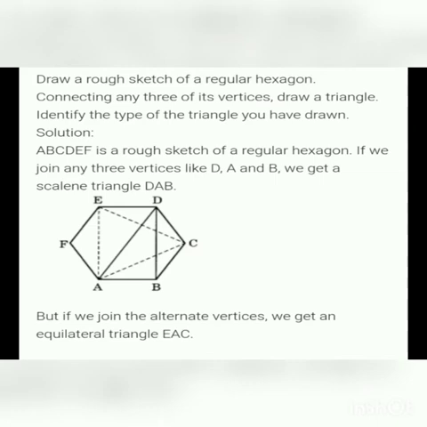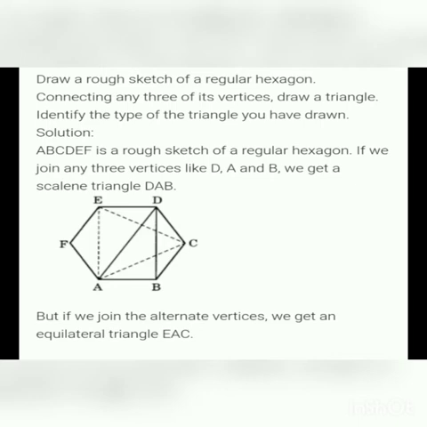Now joining any vertices. Here 2 types of triangle they have drawn. First, from A they directly join to D and from D to B. That means they drew it taking any 2 vertices. So that triangle ADB will be a scalene triangle because the 3 sides are different.